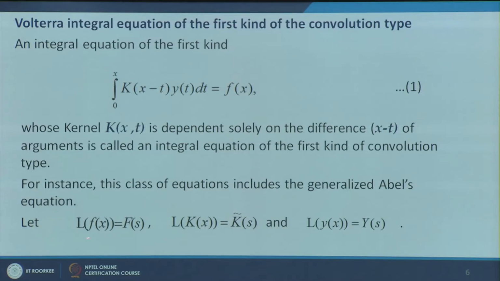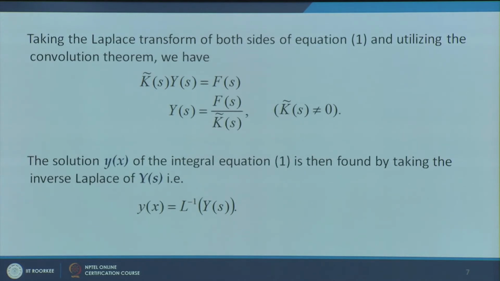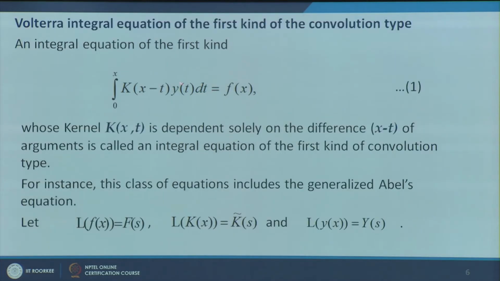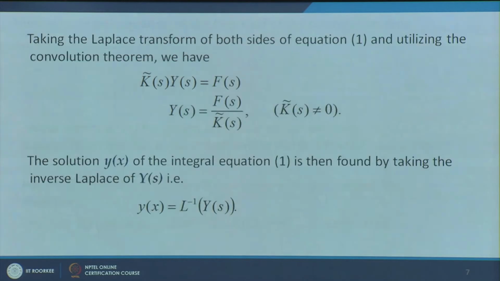Now, here let us say that the Laplace transform of f(x) is f tilde(s), k(x) is k tilde(s), and L of psi(x) is psi tilde(s). Then, by taking the Laplace transform of both sides of equation 1 and utilizing again the convolution theorem, the Laplace transform of the left hand side will be k tilde(s) into psi tilde(s) equal to f tilde(s), and then assuming k tilde(s) is not equal to 0, we can determine psi tilde(s) equal to f tilde(s) by k tilde(s), where k tilde(s) is not 0. Then the solution of the linear integral equation is obtained by taking the inverse Laplace transform of this equation.